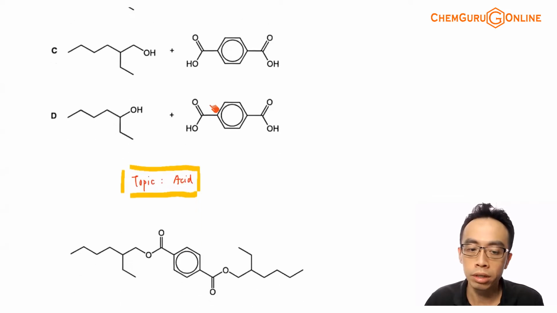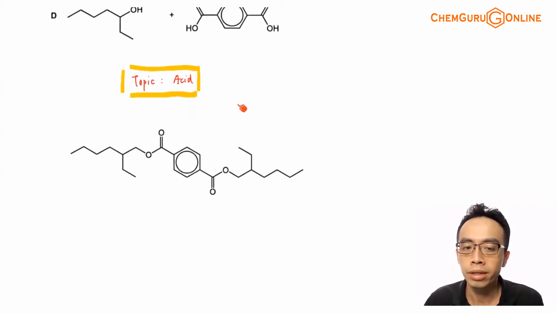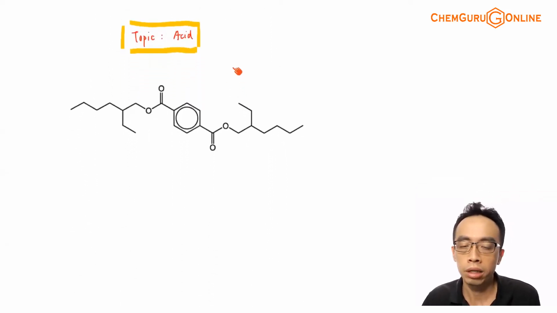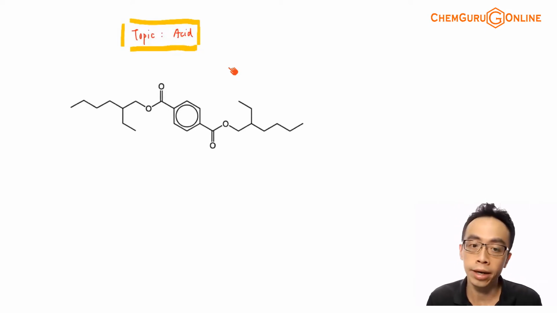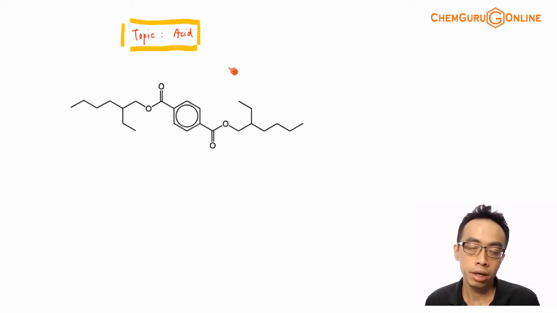The topic tested in this question is pretty simple. It's under carboxylic acids and acid derivatives. Now, what we need to do is reverse the process. Since I get an ester as the product, what is the reactant that will undergo condensation reaction to form this ester? Basically, we just work backwards.